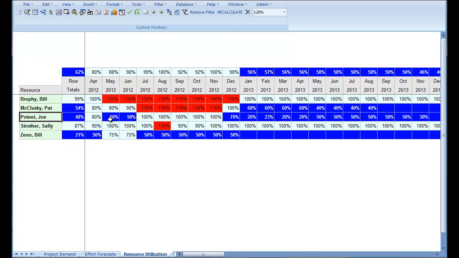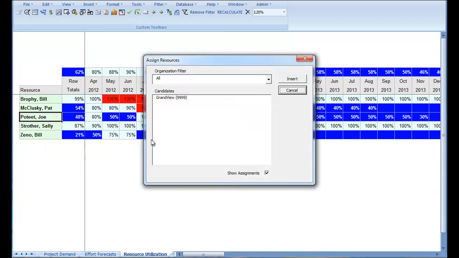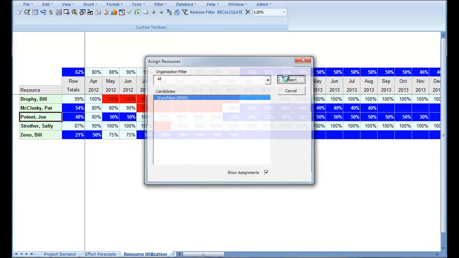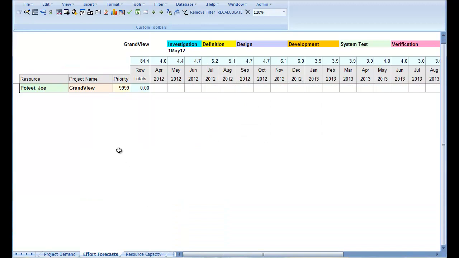I see that Joe Poteet has half-time availability in May and June when I need someone, and I assign him to the project. Now I have an assignment row showing Joe on the Grandview project, and all I have to do is express the level of effort required, which I said was half-time. And I'm done with my forecasting for the project at this point in time.